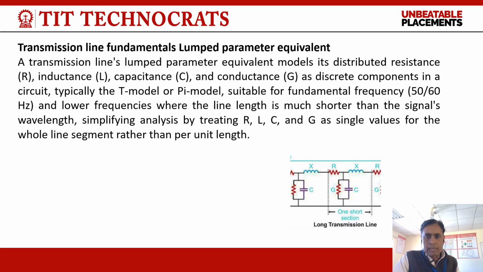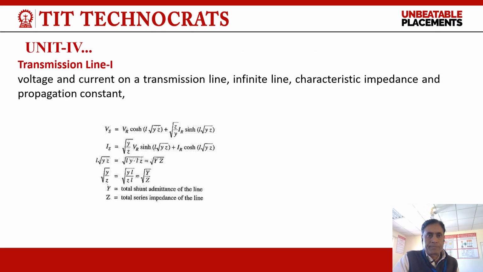So normally in a transmission line, R, C, G, and L exist in the transmission line. Now, voltage and current on a transmission line, infinite line, characteristic impedance and propagation constant.